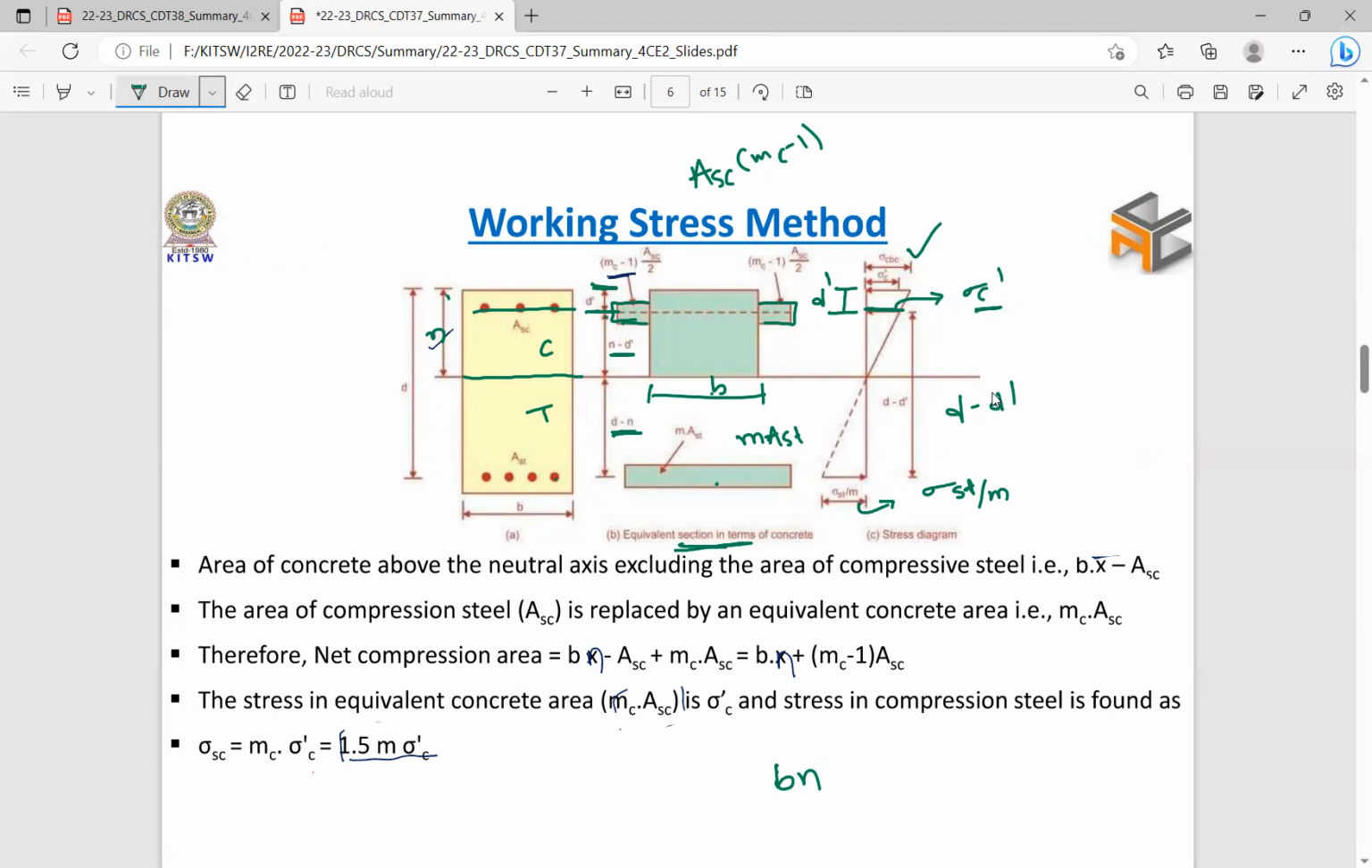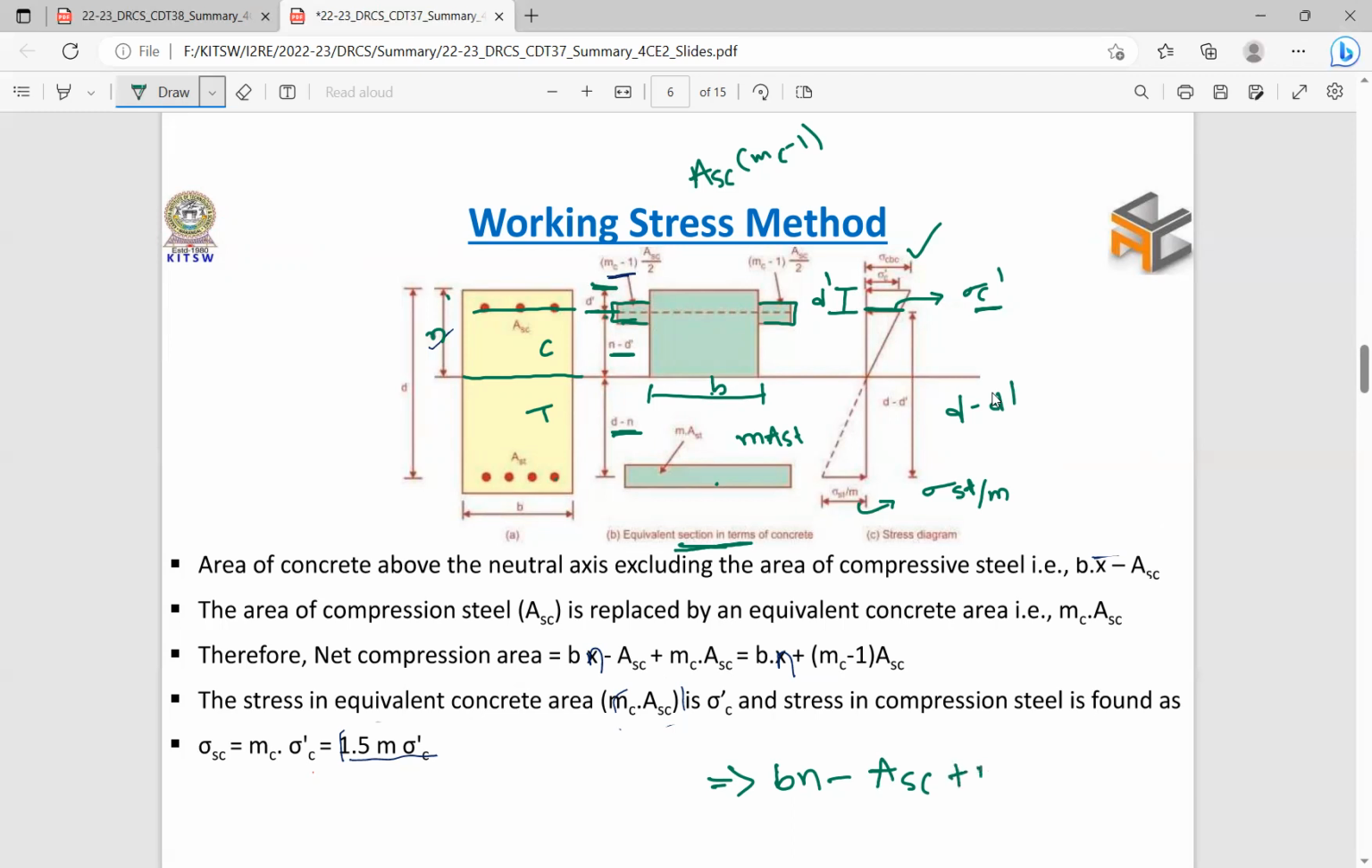So Bn. From this Bn, we need to deduct the area of steel, ASC. We are calculating the equivalent area in terms of concrete. The actual concrete is all there, but since steel is present in it, we deduct the steel area from the concrete area. So now I got the area of only concrete. Now I am converting the steel area in terms of equivalent strength of concrete, equivalent section in terms of concrete. So we need to add it.